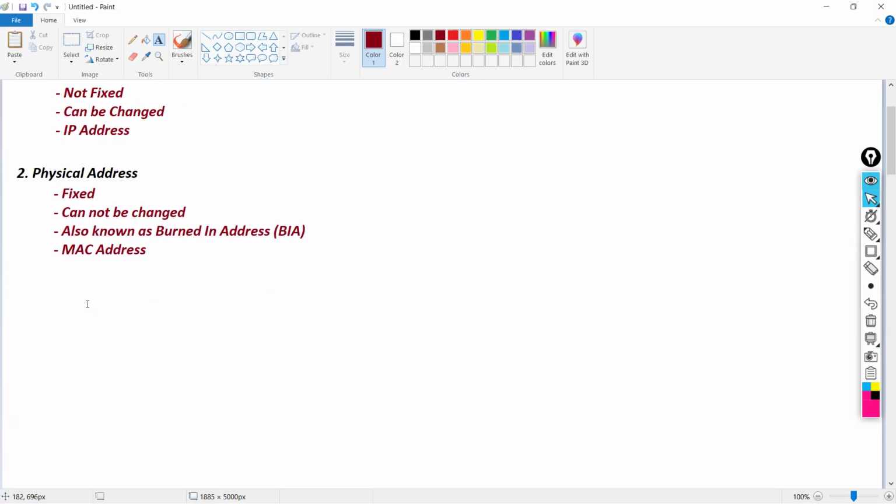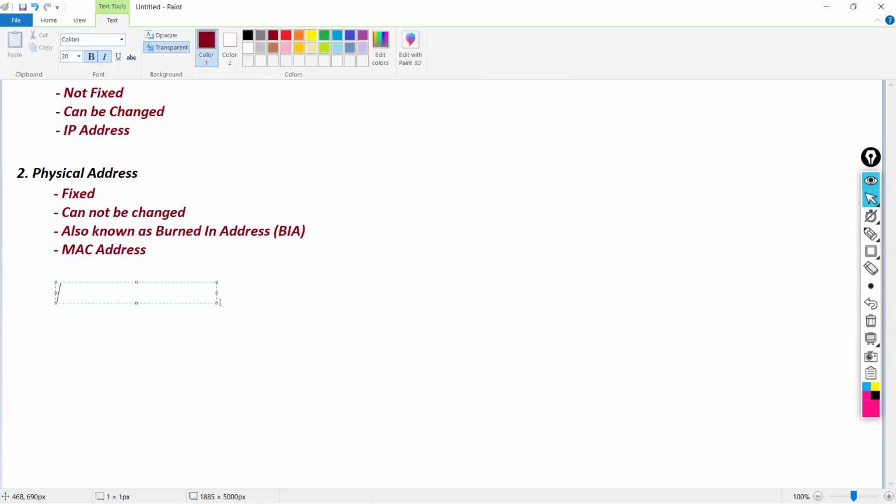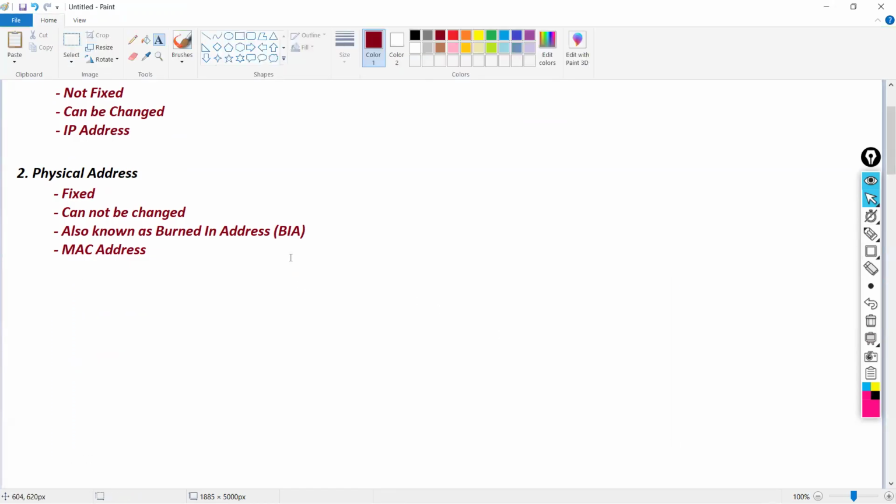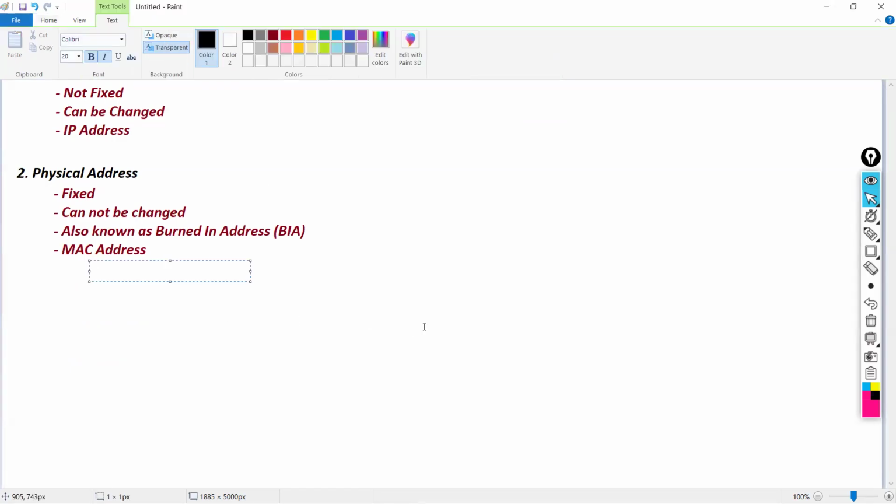So if we talk about the MAC address, what is the size of a MAC address? MAC address is 48 bits in size. And yesterday we saw how to define MAC addresses. There are different formats. You can have hyphens, you can have colons, and you can have a dot also, and that will completely depend on the operating system.